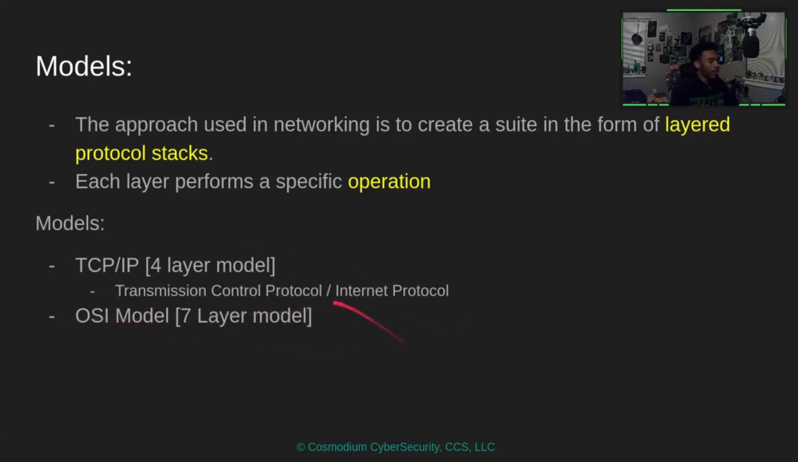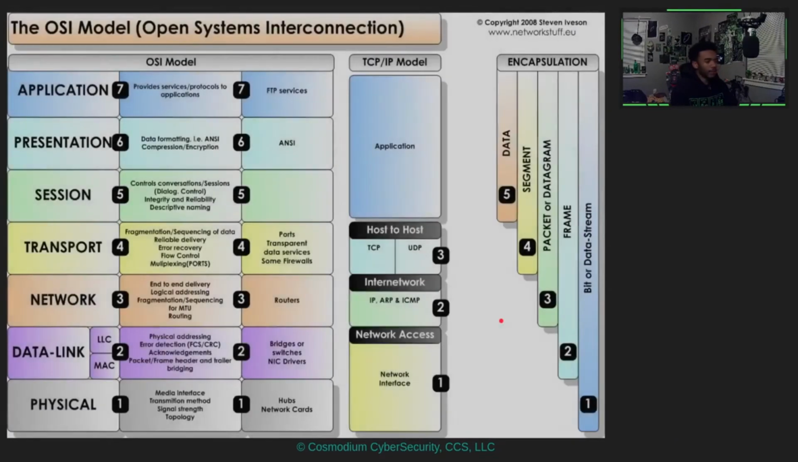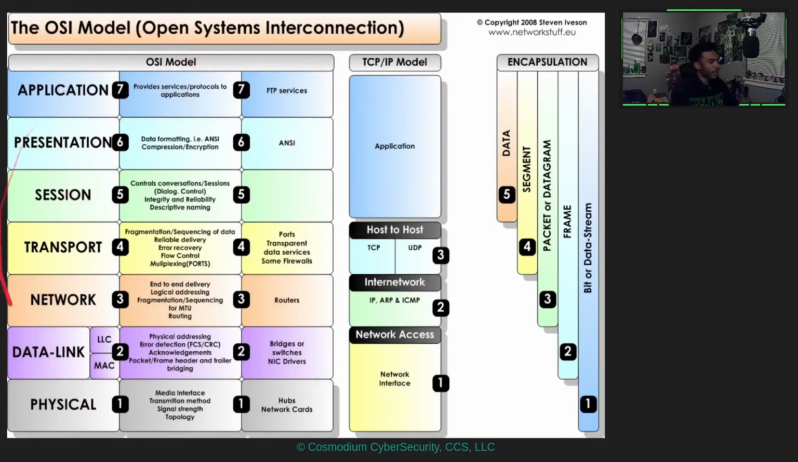We'll also see the OSI model. This is a little bit more advanced, so we won't deep dive into it. But just to have it be a little bit introduced to you guys, OSI stands for Open Systems Interconnection, and that is an interconnection model. We can see we actually have a map created by Network Stuff EU, and we can see some basic information about the OSI model and the TCP model, right?